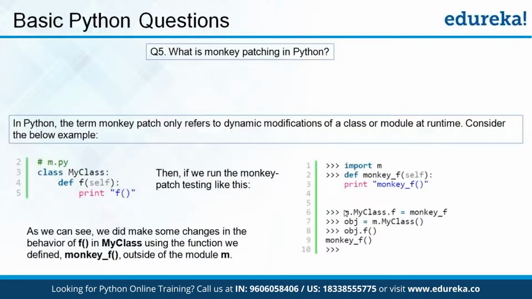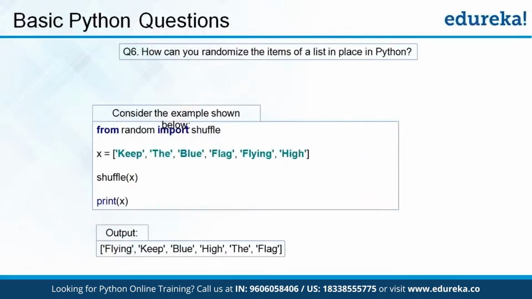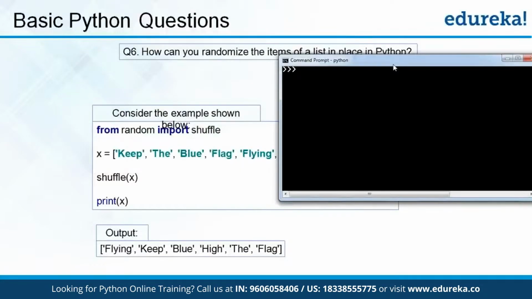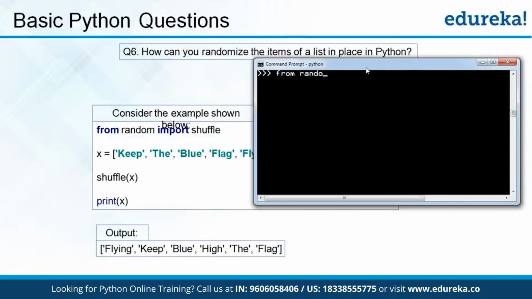Okay, this is how you do it without changing the class itself. Now here is a question: how can you randomize the items of a list in place in Python? This question makes use of a module in Python called random. From random import shuffle. You've got a whole lot of stuff within random, but we're not going to take it up.